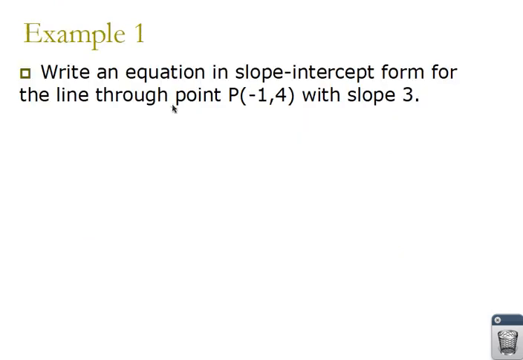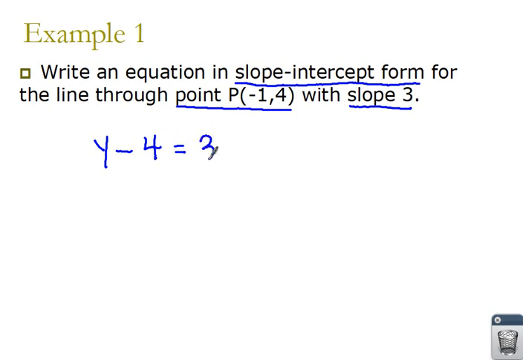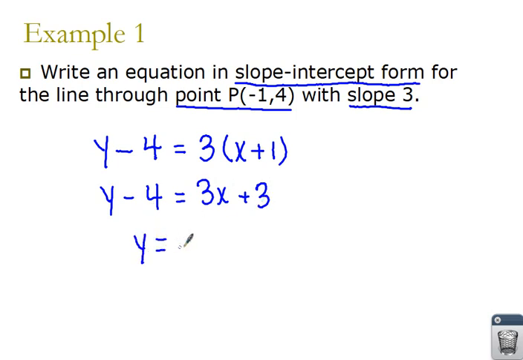Okay, so let's try one start to finish. We're going to do an equation in slope-intercept form for the line through point P with slope of 3. So we'll start with point slope form. We'll do y minus y1 equals slope and then x minus x1. Okay, that's point slope form. We need to get it in slope-intercept, so we need to distribute. So we get 3x plus 3. And then we need to add 4 to both sides to get y by itself. So we get 3x plus 7. So this is our slope-intercept form. We could graph that and go on.